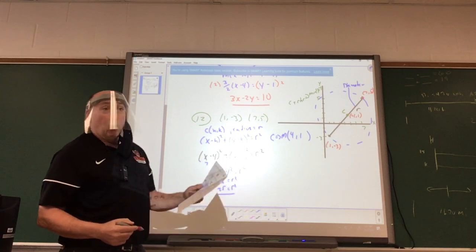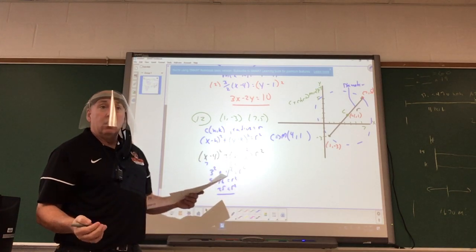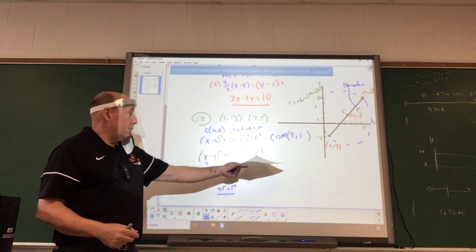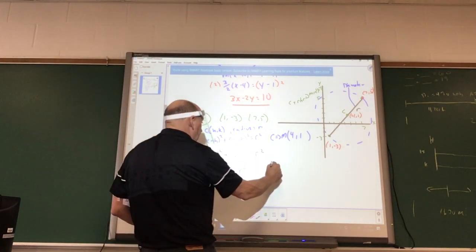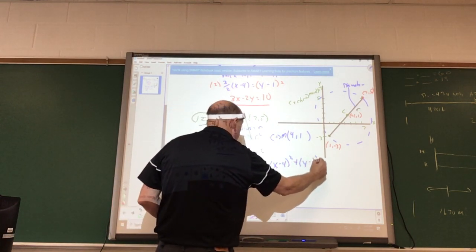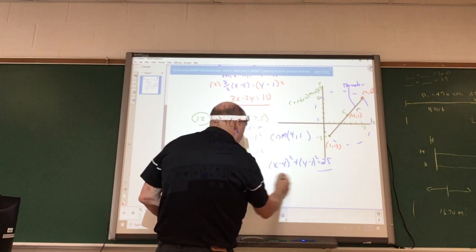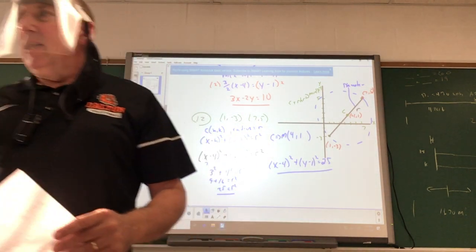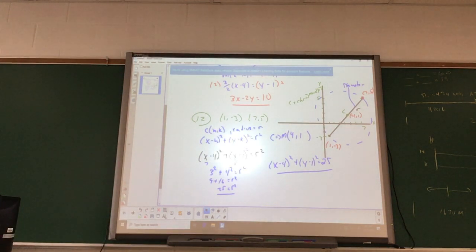Now, I really don't need to know my radius. All I need to know is my radius squared, because that's in my equation. So my equation will be (x - 4) squared plus (y - 1) squared is equal to 25. A common mistake on this one is people will tend to find the length of the diameter, find the distance between those two points, and put that in for r squared. That is a common mistake.